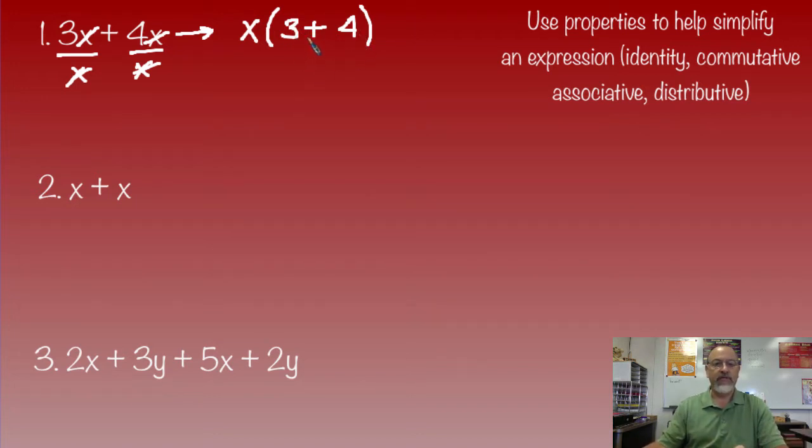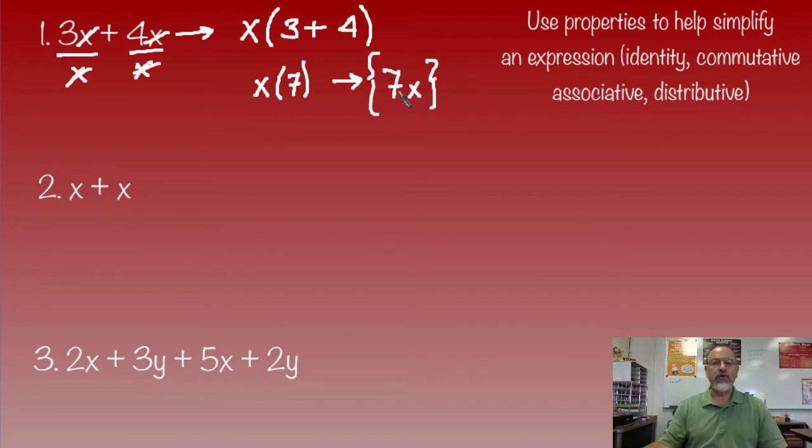PEMDAS will simplify the parentheses, so this leaves me x(7). Now I can go ahead and multiply, because of order of operations, and 7 times x is 7x. So the simplified version of this algebraic expression has no like terms. I've taken an expression that had like terms and turned it into one that doesn't have like terms using the distributive property in reverse in order to get some terms inside that I can add together.